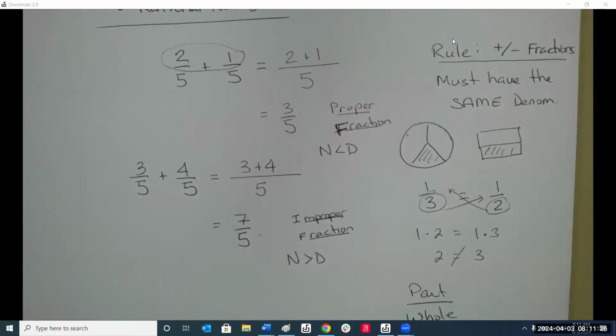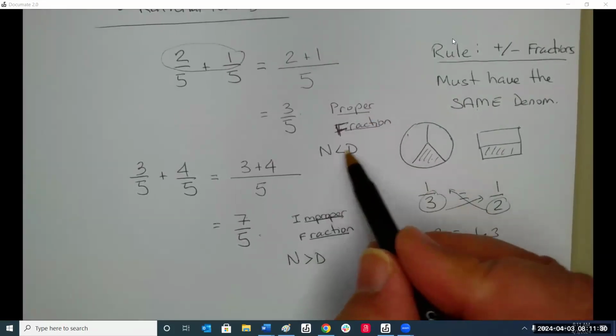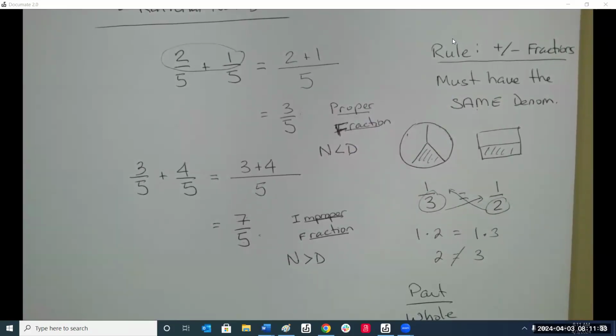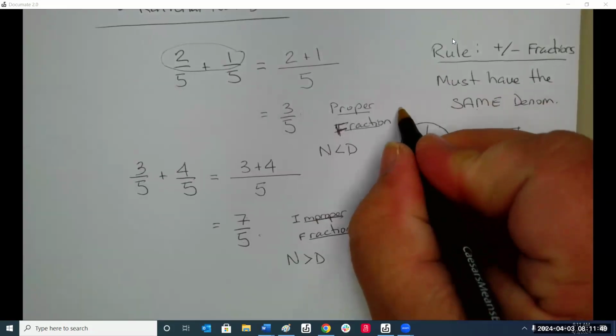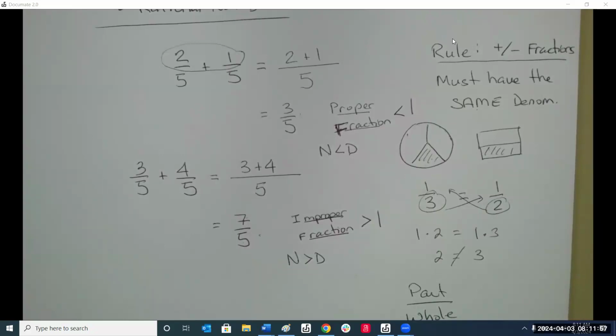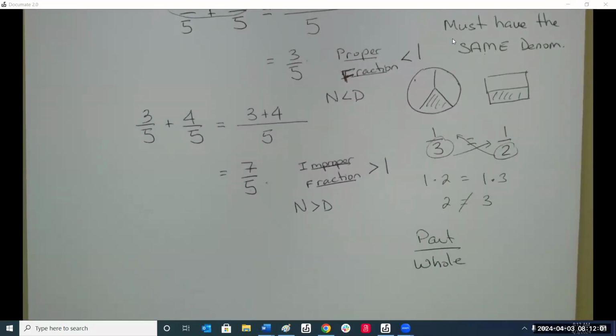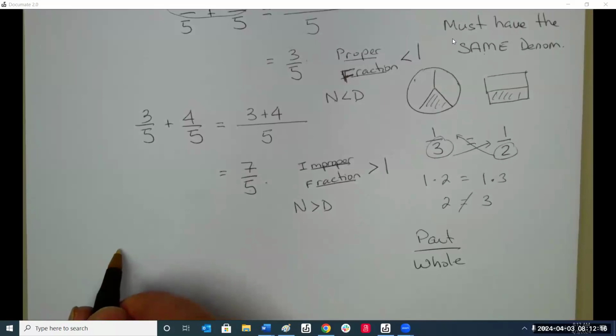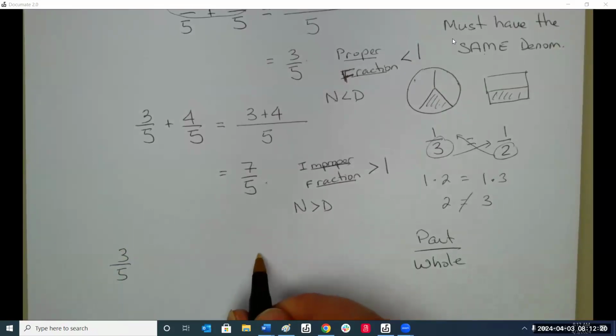It's also got a property. Proper fractions, which is top less than the bottom, what's the answer going to be? If we have a proper fraction, what's the answer always going to be? Yep. Proper fractions are less than one. Improper fractions are always greater than one. So how would you prove that? How would you prove that 3/5 as opposed to 7/5?